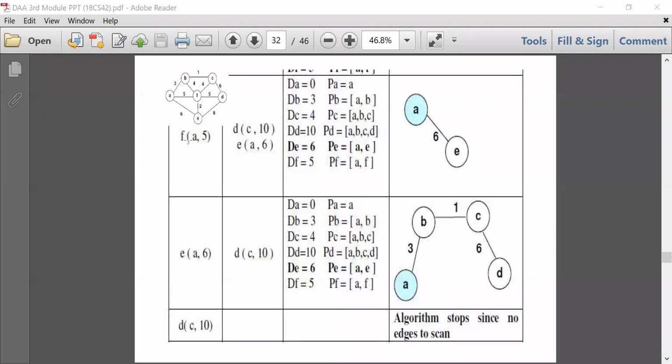Again, once I selected F, A comma 5, then I need to update the D and E. So D and E, update through F.